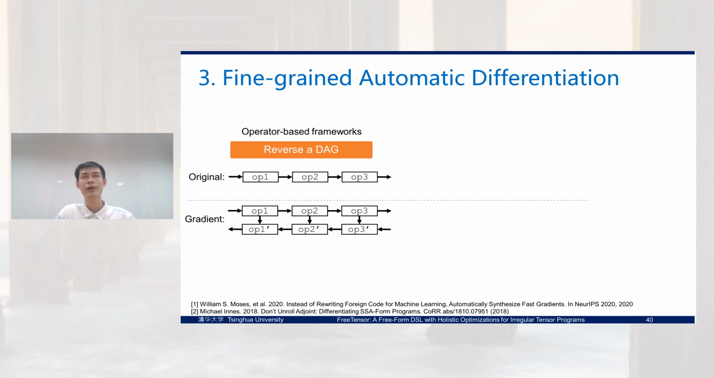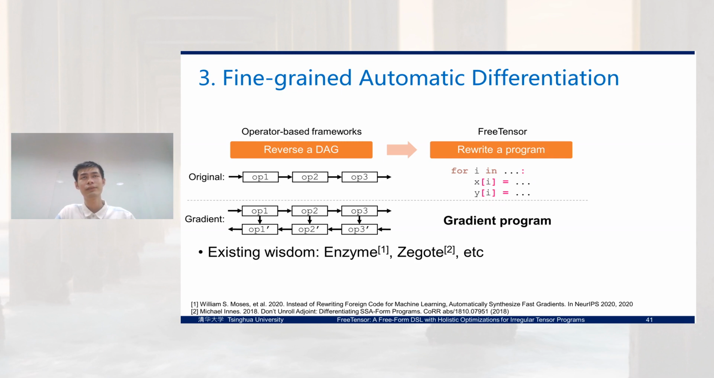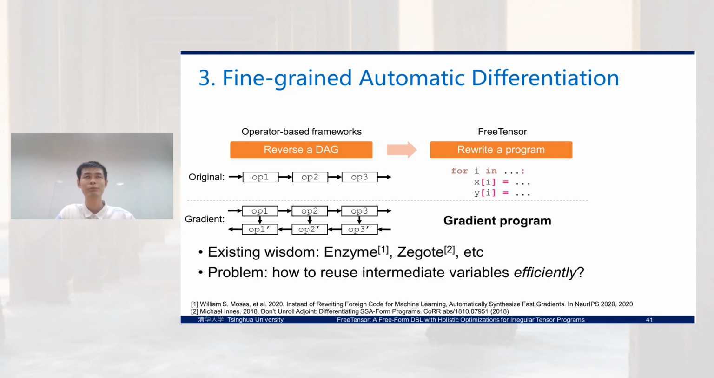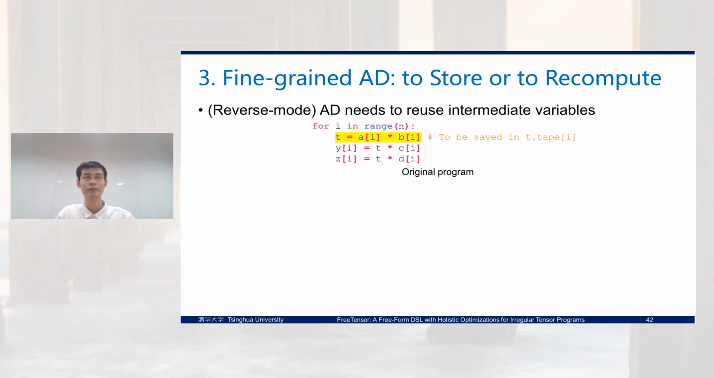It just reverses the operator graph to form a gradient graph. But for irregular programs, we need to rewrite the program as a gradient program. Works including Enzyme and Zgold have already supported AD for an irregular program. However, there are still some performance issues, especially how to reuse intermediate variables efficiently.